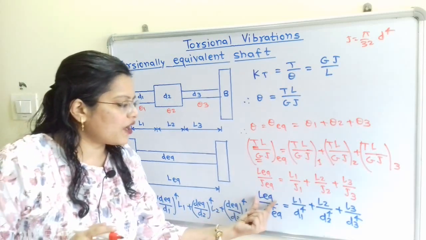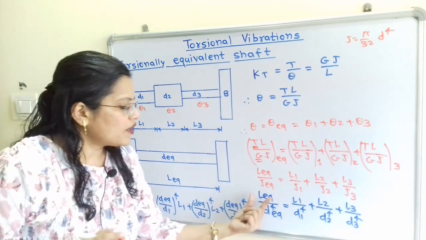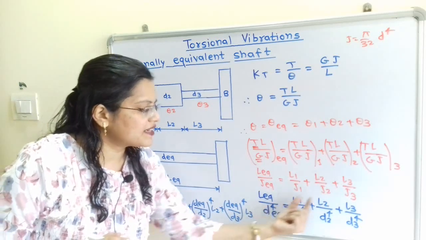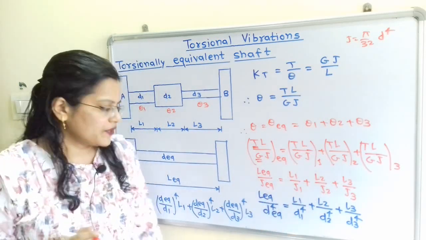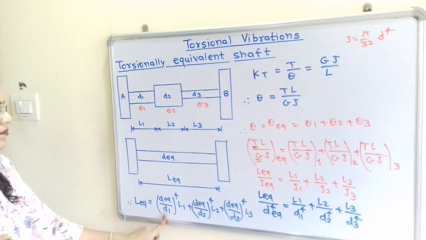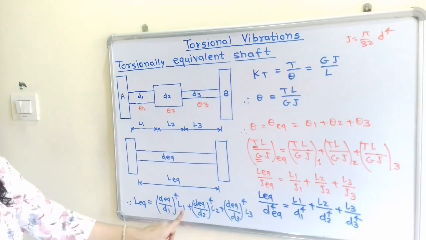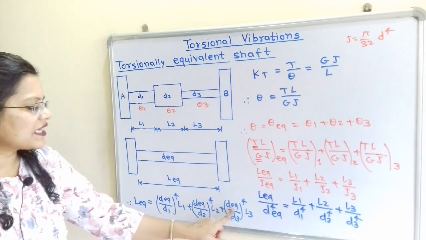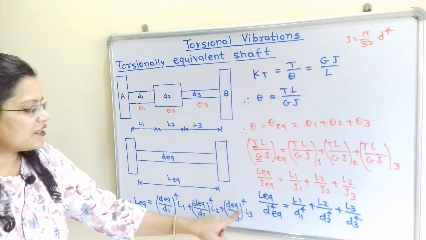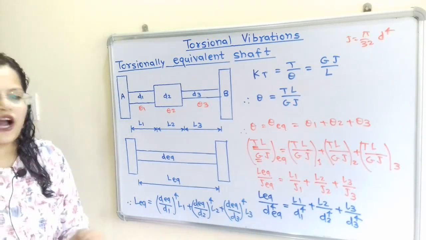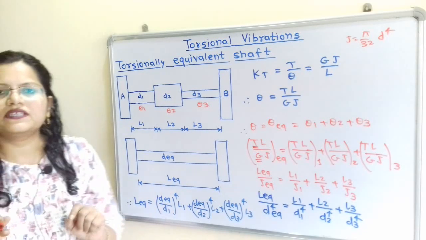Now how do we find the equivalent length? L equivalent is equal to, we can transfer this d equivalent raised to 4 to the right hand side. So the final formula: L equivalent is equal to d equivalent by d1 raised to 4 into L1 plus d equivalent by d2 raised to 4 into L2 plus d equivalent by d3 raised to 4 into L3. So this is the final formula to find the equivalent length of this shaft.